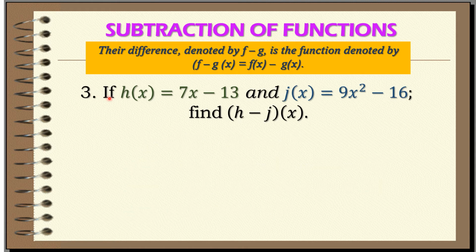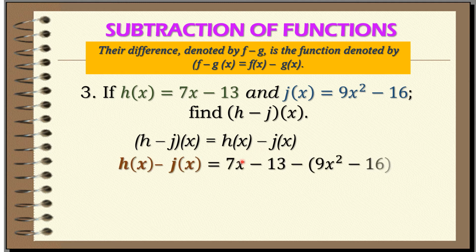Number 3. If h of x is equal to 7x minus 13 and j of x is equal to 9x squared minus 16, find h minus j of x. The first thing to do is to define the operation. We have here h minus j of x equals h of x minus j of x. Then, equals the value of h of x that we have here, 7x minus 13, minus the quantity, and then we put the value of the second function here.